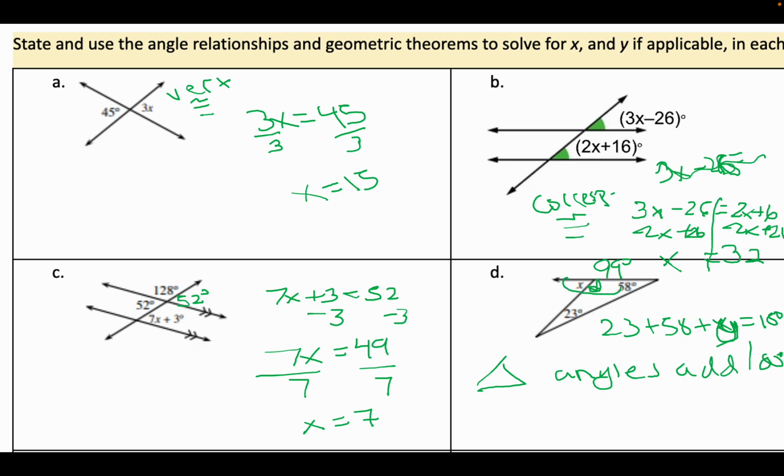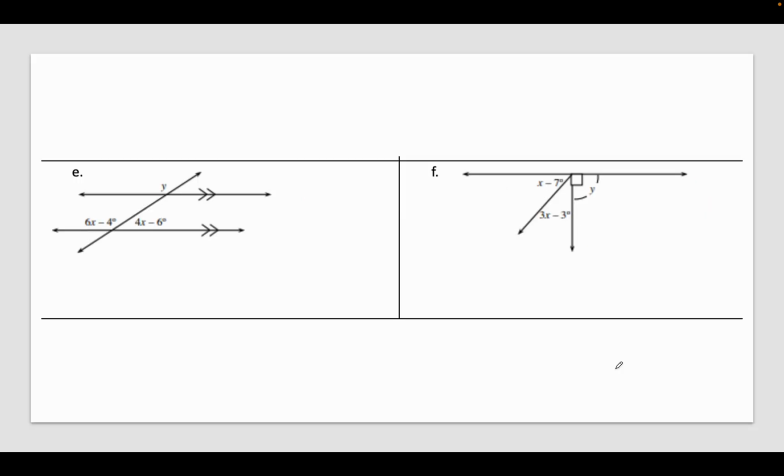Now I know that these guys are a linear pair, so I know that 99 degrees plus x is equal to 180 degrees. My handwriting is getting worse and worse. So now I can find x by doing 180 minus 99, which is 81. More of these types of problems.